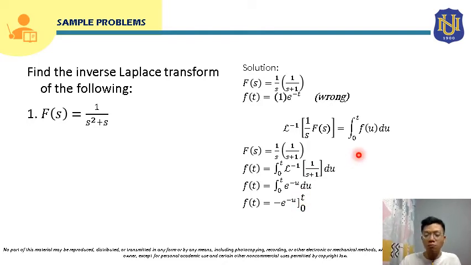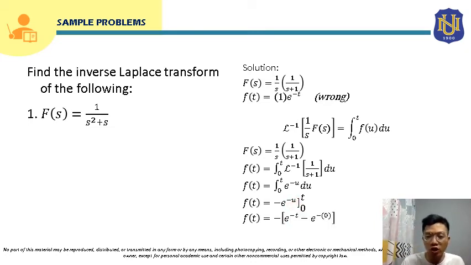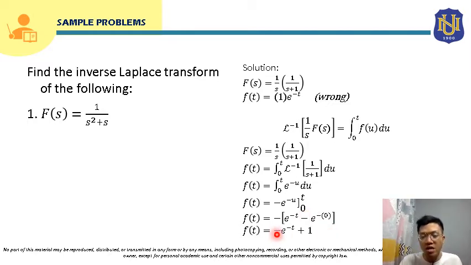So we will substitute the upper and lower limit to the variable u, and then we're going to evaluate this. So we can factor out negative here, and then e raised to negative u. Substitute first the upper limit, which is t, minus e raised to negative u, and then substitute the lower limit, which is 0. So evaluating and simplifying this, this will just become negative e raised to negative t plus 1. So this will now be the answer for this.